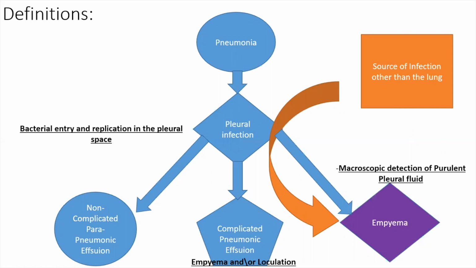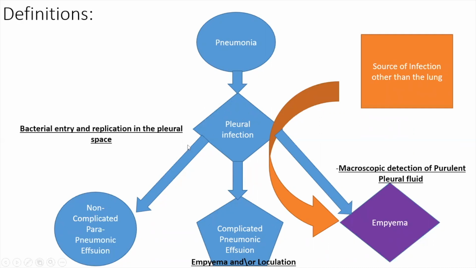Okay, now to some basic points, starting with definitions. We have pneumonia, and this pneumonia can lead to pleural infection, which has many pathways. It can be healed, can lead to a non-complicated parapneumonic effusion, can lead to complicated parapneumonic effusion, and then can lead to frank empyema.